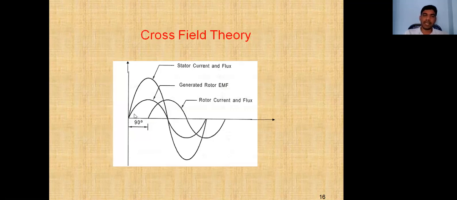This is the stator current and flux. This is the generated rotor EMF. The rotor current lags this generated EMF by 90 degrees.